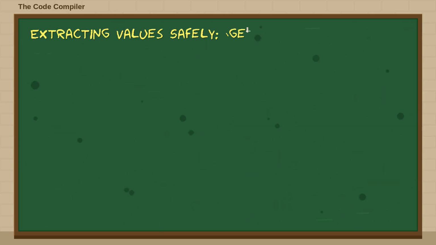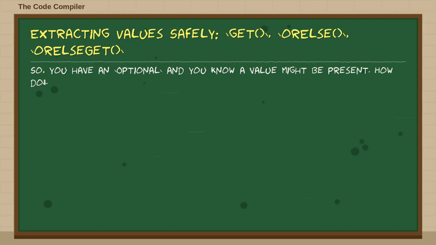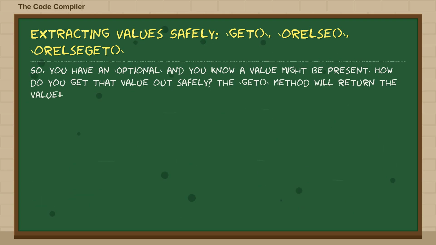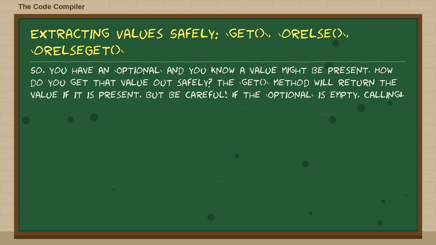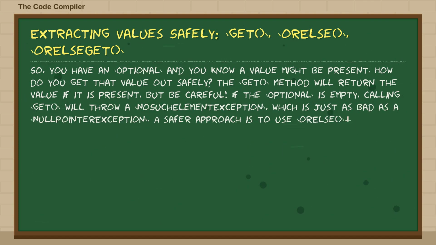So, you have an Optional, and you know a value might be present. How do you get that value out safely? The get method will return the value if it is present, but be careful. If the Optional is empty, calling get will throw a NoSuchElementException, which is just as bad as a null pointer exception. A safer approach is to use orElse. This method allows you to specify a default value that will be returned if the Optional is empty.